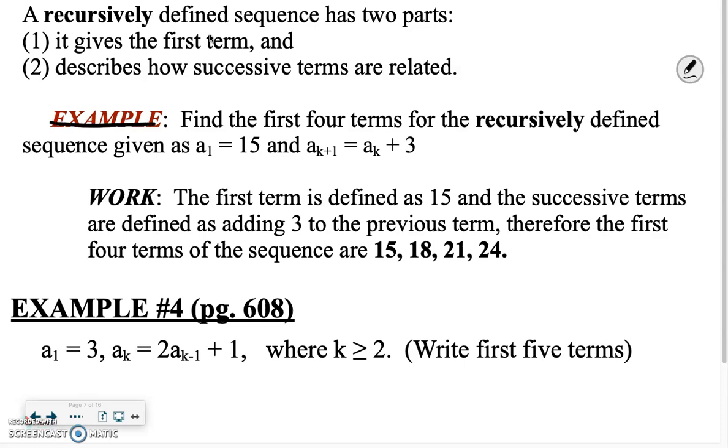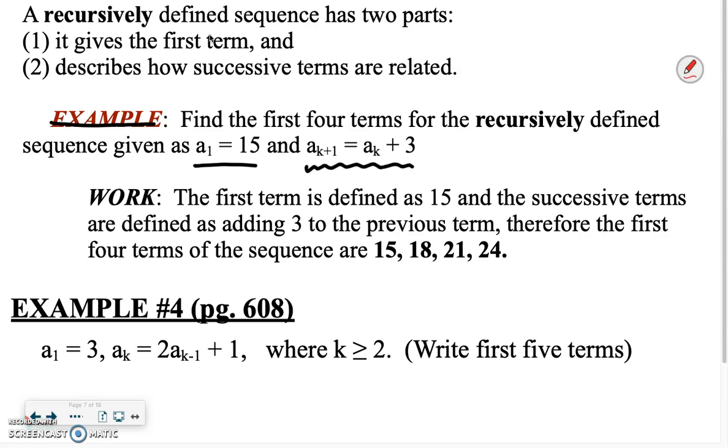It says to find the first 4 terms for the recursively defined sequence, given as a sub 1 is 15, easy enough. But then where it starts to look a little weird is a sub k plus 1 is equal to a sub k plus 3. Now, understand, please, that all that's saying is that to get the next term, we are going to say that that's equal to our current term plus 3.